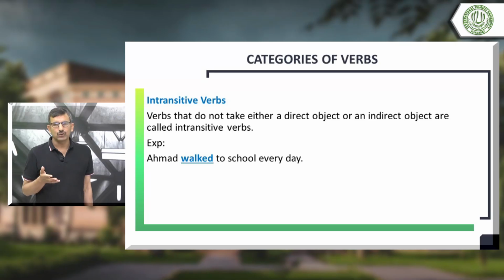Intransitive verbs are those verbs which do not take either a direct object or an indirect object. For example, Ahmed walked to school every day. In this sentence, walked is an intransitive verb. It does not require a direct object or an indirect object. Now move on to the next part of this session, which is about verb forms, how the different forms of verbs are formed.